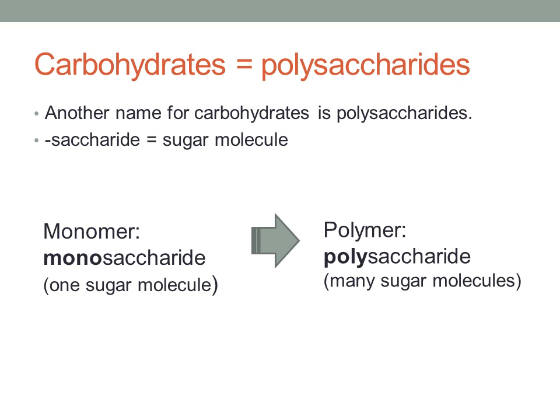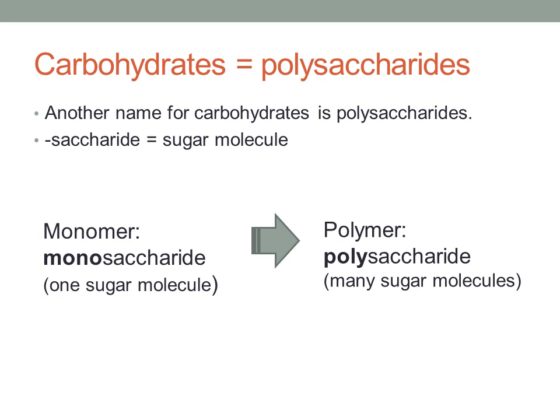All macromolecules have monomers and polymers, and for carbohydrates, I want to first introduce this idea by introducing another name for carbohydrates. Another name for carbohydrates is polysaccharide. That might seem like a really complicated word when in fact it's not. We can just break it down a little bit. The word saccharide actually means sugar molecule. So the word polysaccharide would mean many sugar molecules.